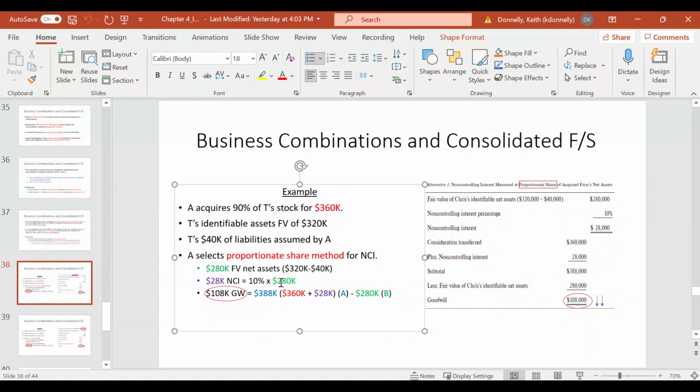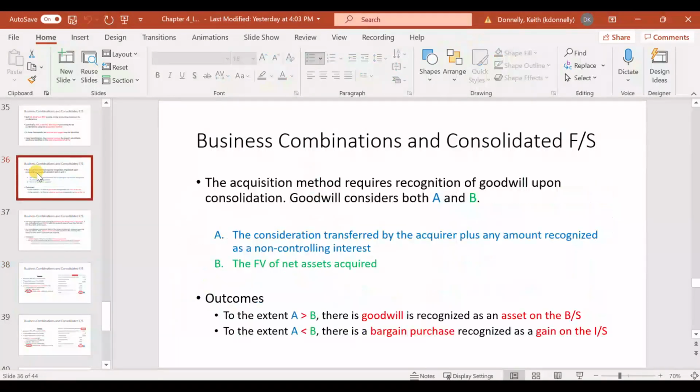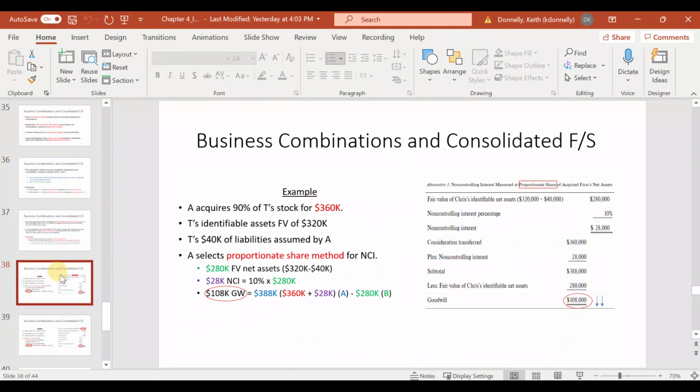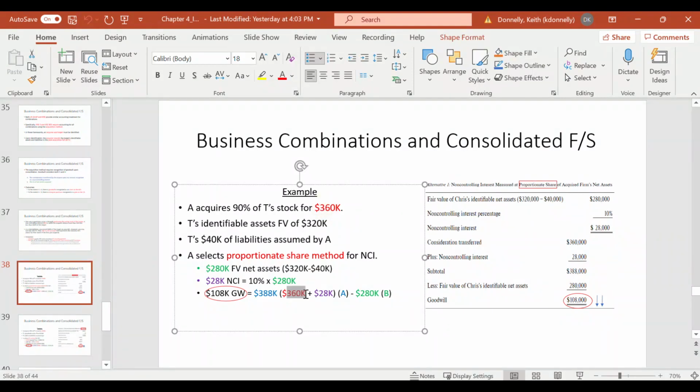So 10% times the 280 we just calculated is 28 grand. Accordingly, when we calculate goodwill, when we said to the extent A is greater than B or less than B, we look at our consideration plus any NCI. So in this example, it's what we paid, 360, our consideration, plus the NCI we just calculated, and compare that to the fair value of the net assets received, B here. We're going to have 108K in goodwill.